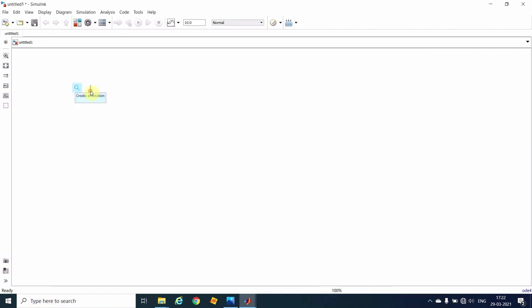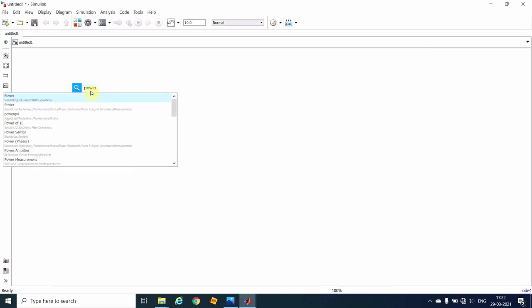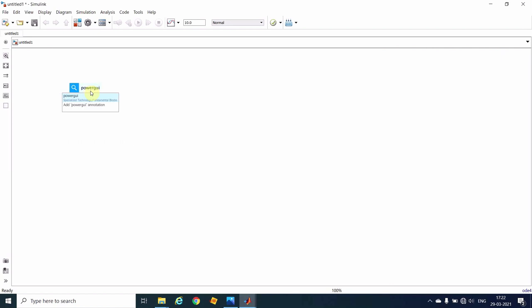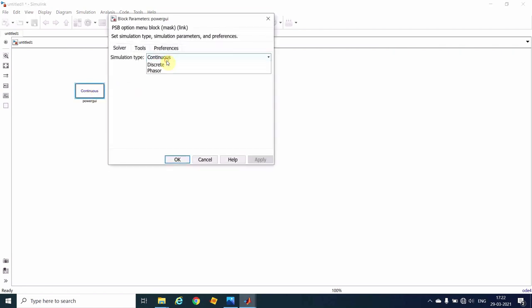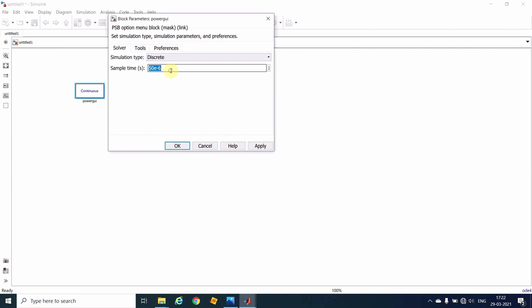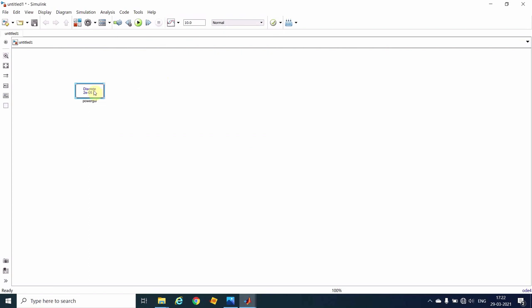So now I will use a powergui, as my entire work will be on the specialized Simulink library, so we will require this. Here I will use discrete, and the sample time is 20e⁻⁶. Now I will use a wind turbine.